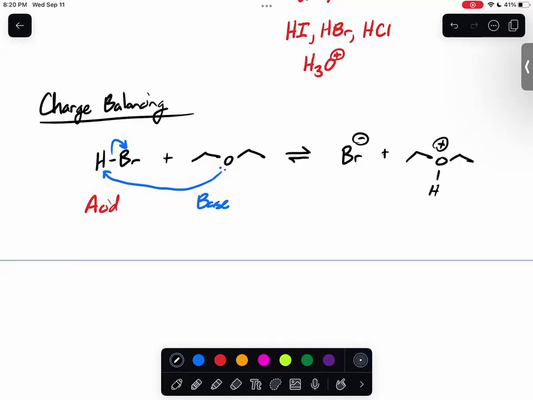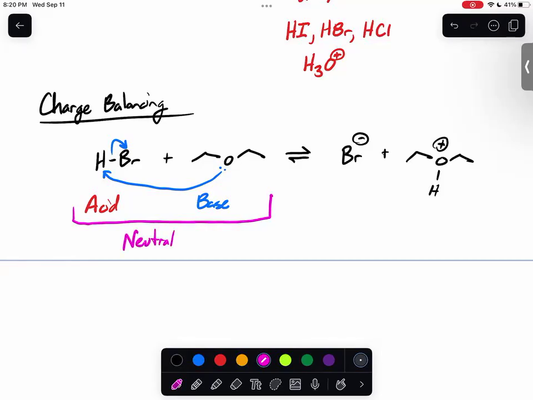Now, as long as you've been paying attention to all of your formal charges, you should never get it wrong on this side. But you should always double check. And how you do so is you're going to look at the entire left-hand side over here. Based on looking at this, you should be able to see that there is no charge over here. So this side is neutral, right?